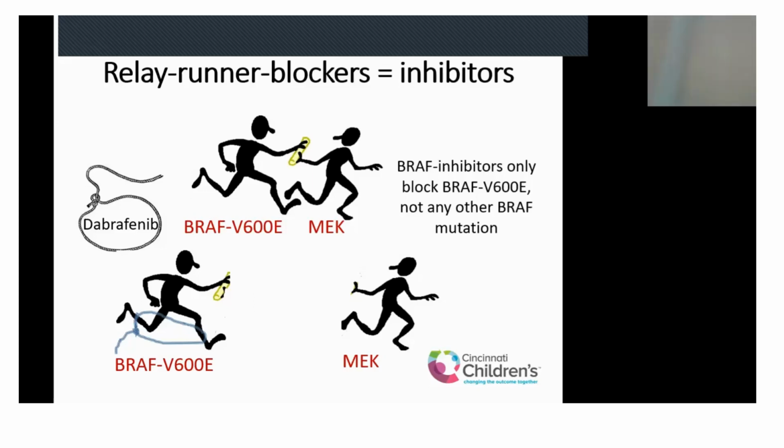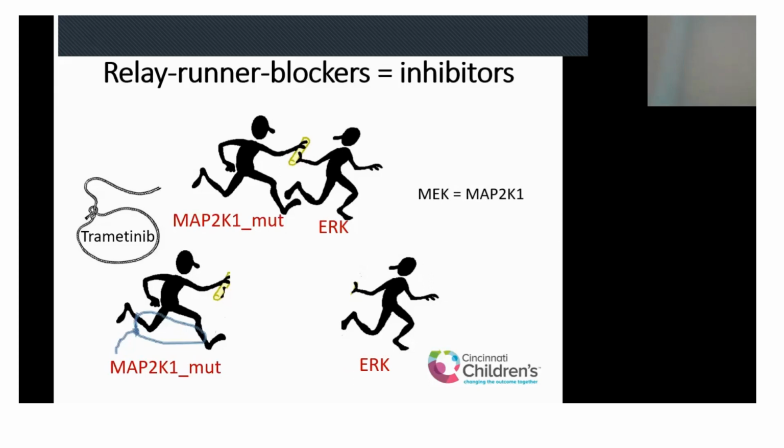Similarly, if you have a MAP2K1 mutation or a MEK mutation, in this case, the MEK that's running nonstop, handing the signal to life, you do the same thing, bring in that lasso. This time it's a MEK inhibitor. It arrests MEK so that it can no longer hand over the signal to ERK, and you get the same result.